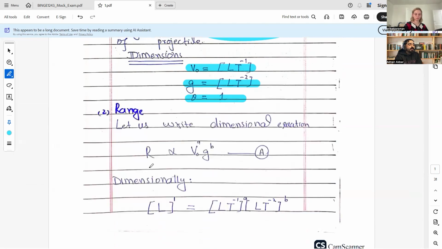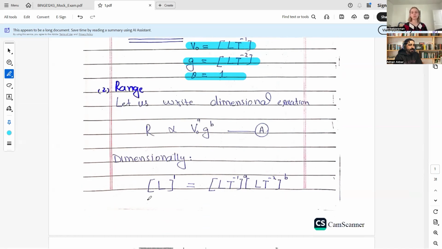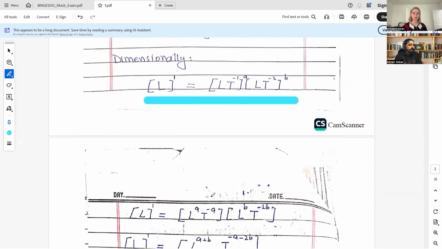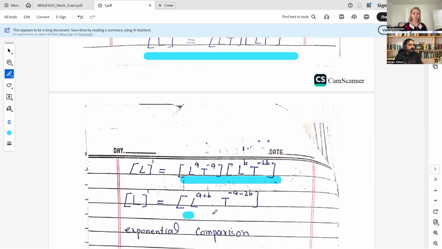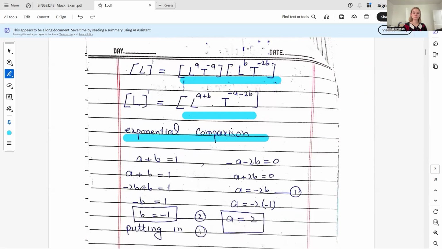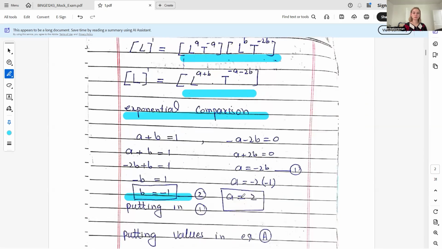Now we are considering that range depends on these factors, so it is directly proportional to the initial velocity and gravitational acceleration g. Dimensionally, we can compare these values. Mathematically, we multiply the exponents from the power of the whole bracket to the individual variables, and the powers of similar variables are added. Then we compare the exponents, and during the comparison we have calculated the values of b and a.